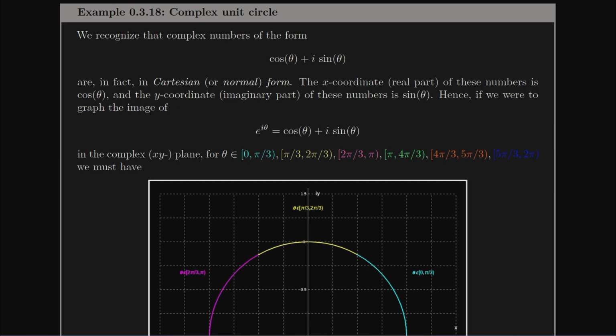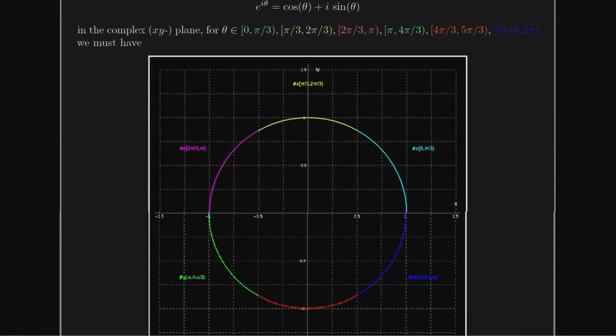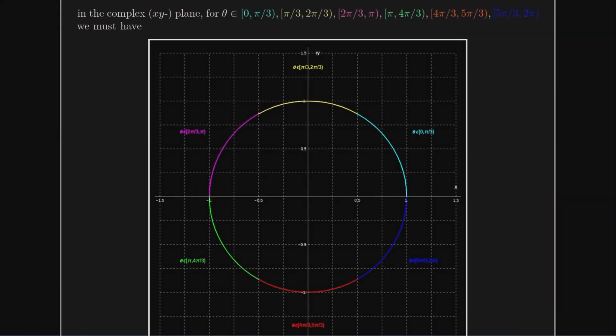So here I've described that all complex numbers of the form cosine theta plus i sine theta, which we just discovered was in fact e to the i theta, do compute the unit circle. What I've written out here is all of the terms for theta between 0 and pi over 3. That's kind of this arc of the unit circle. Between pi over 3 and 2 pi over 3 is this arc. 2 pi over 3 to pi is this arc. Pi to 4 pi over 3 is this arc. 4 pi over 3 to 5 pi over 3 is this arc. And I know it's a little hard to see, but 5 pi over 3 to 2 pi is this final arc of the unit circle.